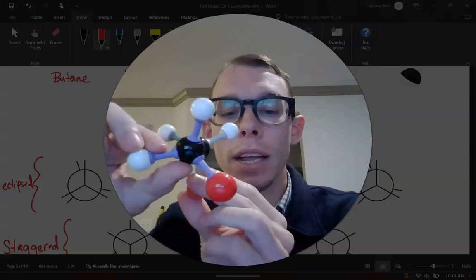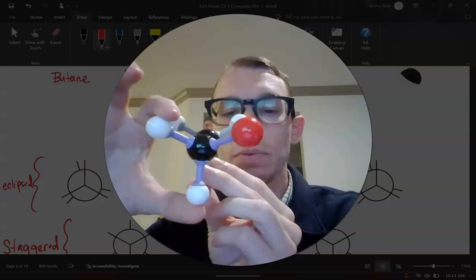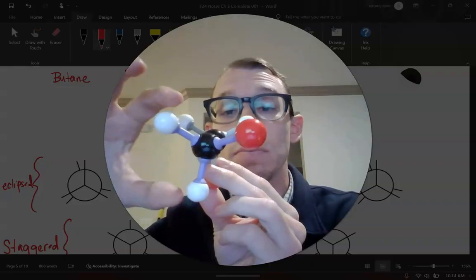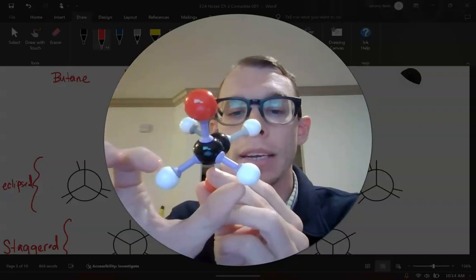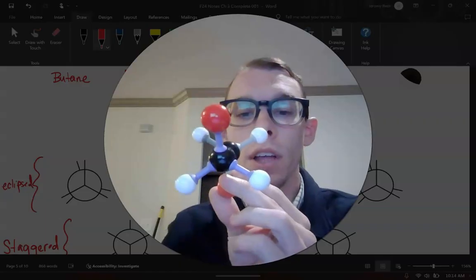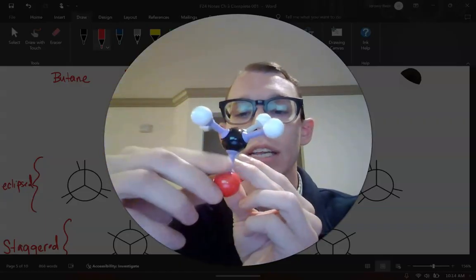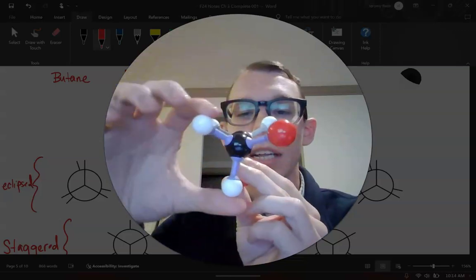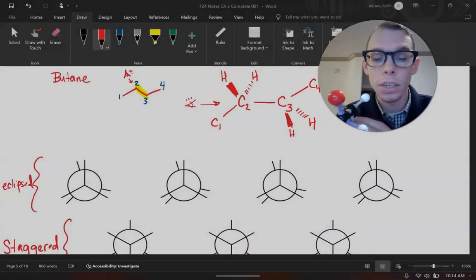I can keep rotating, and I'll go to another gauche, another eclipsed, which is going to have the same energy as that first eclipse, but lower than my second, and then back to my anti. And those are going to be all the different conformations that we're going to go through. So we'll have anti, eclipsed, gauche, eclipsed, gauche, eclipsed, anti. And that's our full 360-degree rotation.